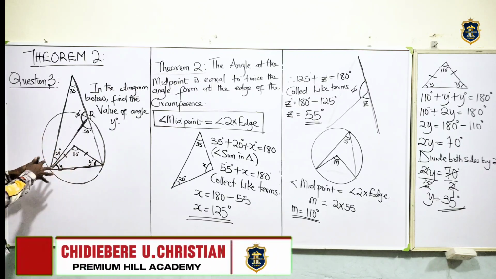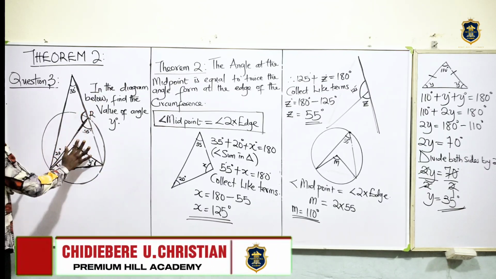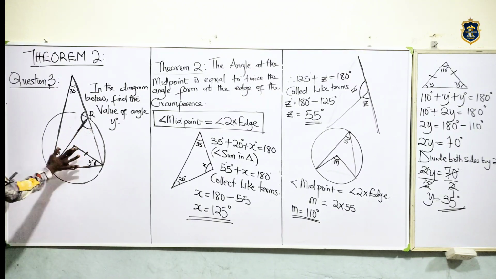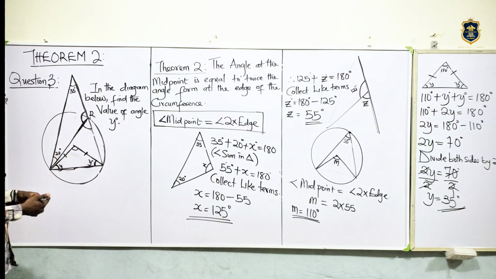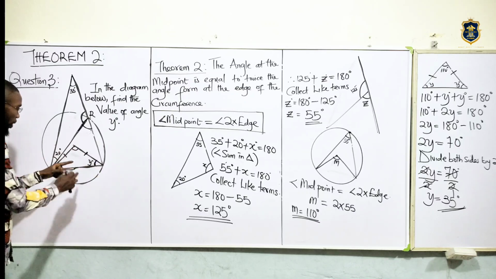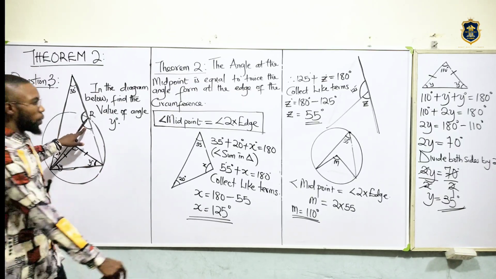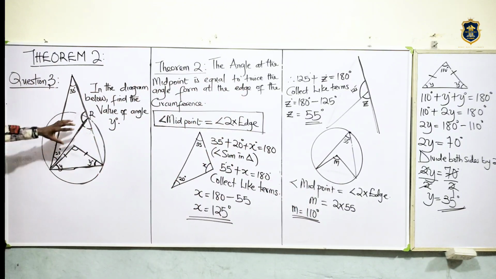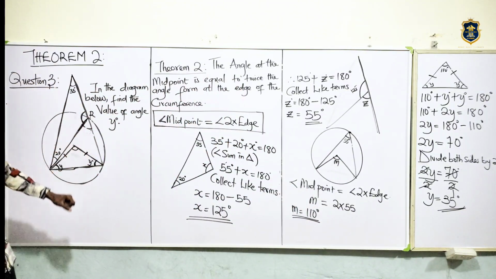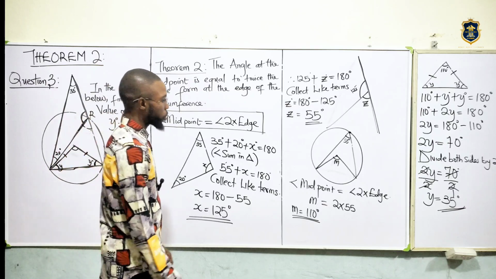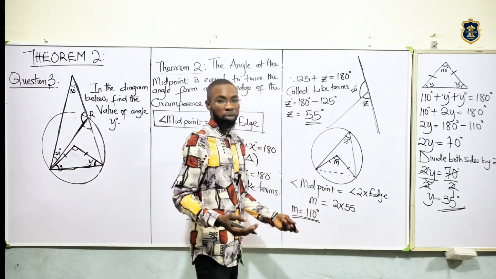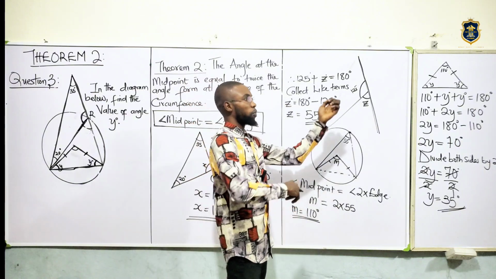The diagram was given. We're not given this angle, we're not given this angle, we're not given this angle. Our duty is to get to this triangle, and this triangle is forming our theorem 2 already. If you check well, if you try to remove every other thing, you see the theorem 2 that is forming, and from the theorem 2 there is another triangle inside. That's basically how second theorem questions work. You have to connect the dots.